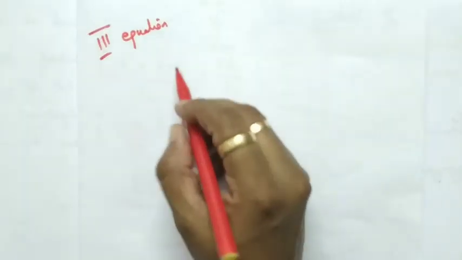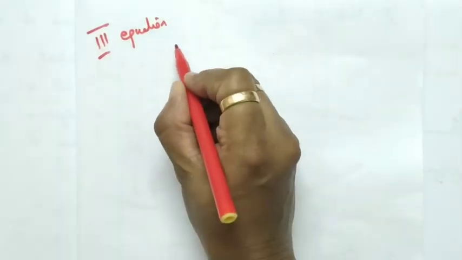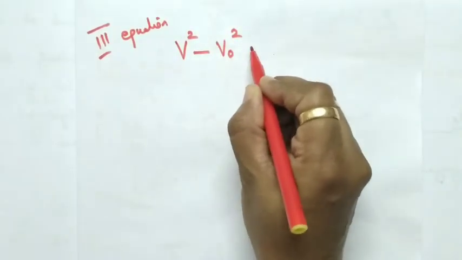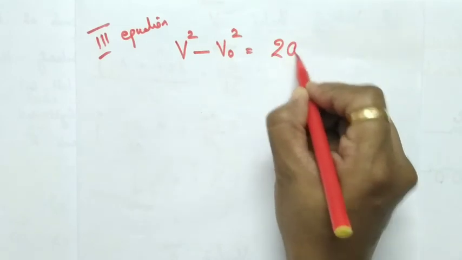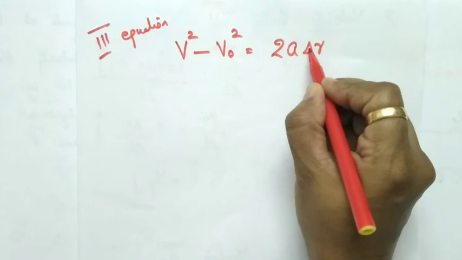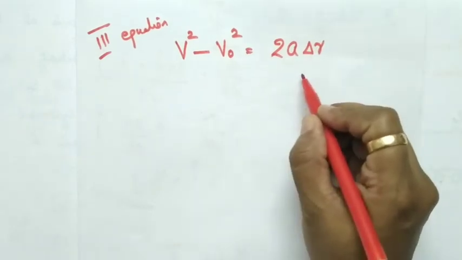Now we can represent the third equation of motion in vector form. We have the third equation, v square minus v0 square equals 2as. Here s can be represented as delta r. Delta r represents the displacement vector.